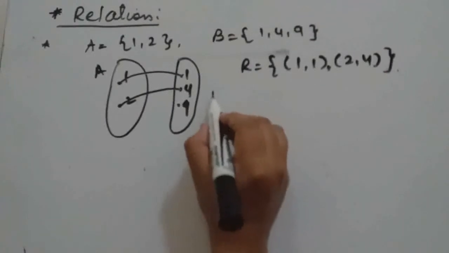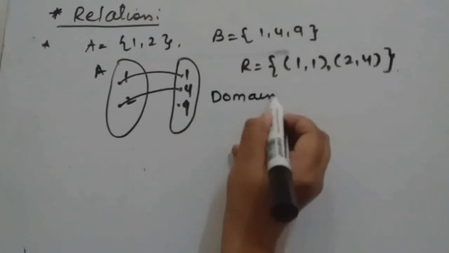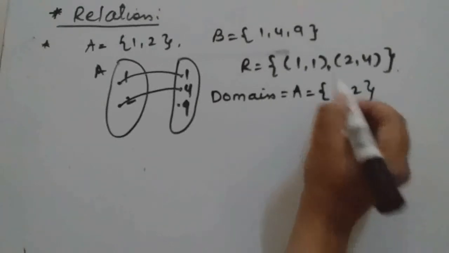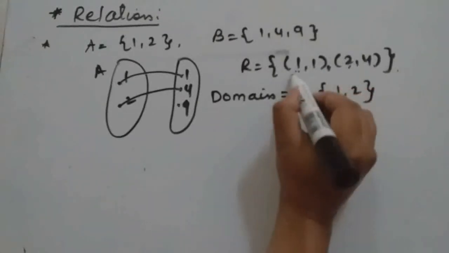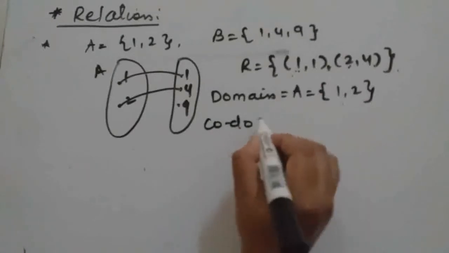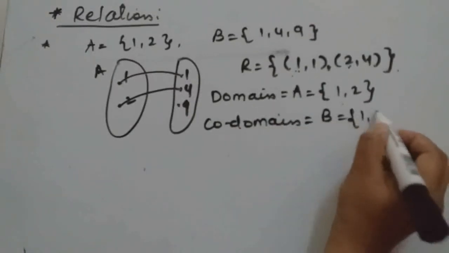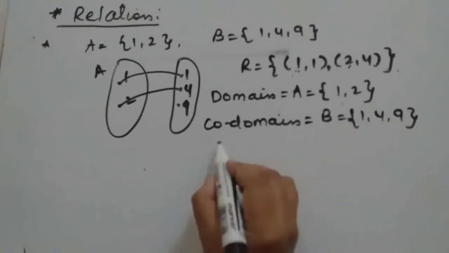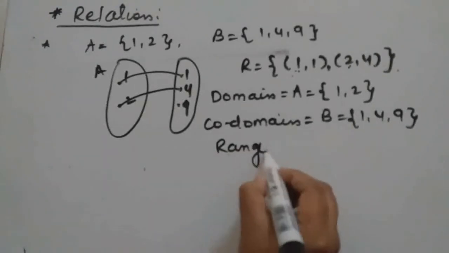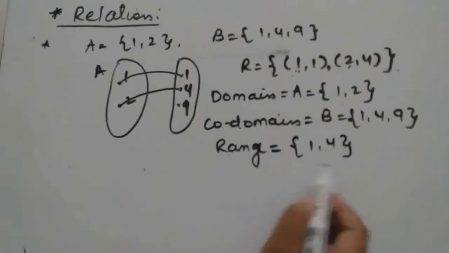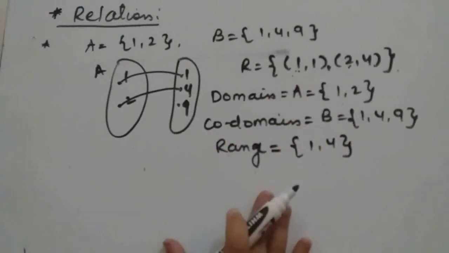So here we can write that the domain is the complete set A, {1, 2}, because these make the first elements of R. Codomain will be the complete set B, that is {1, 4, 9}, but in this case the range is {1, 4} only. Okay, so like this you can consider an example.